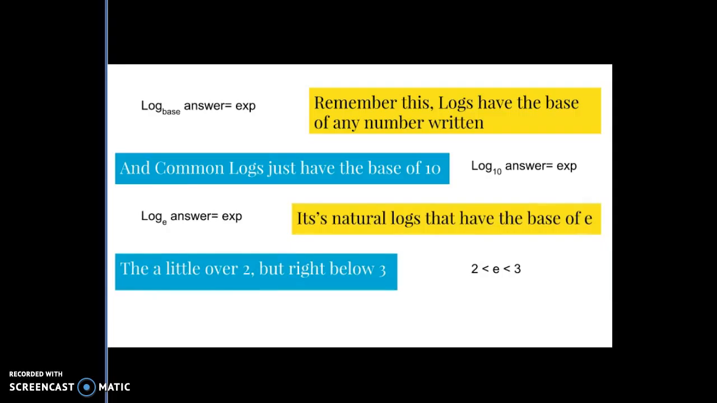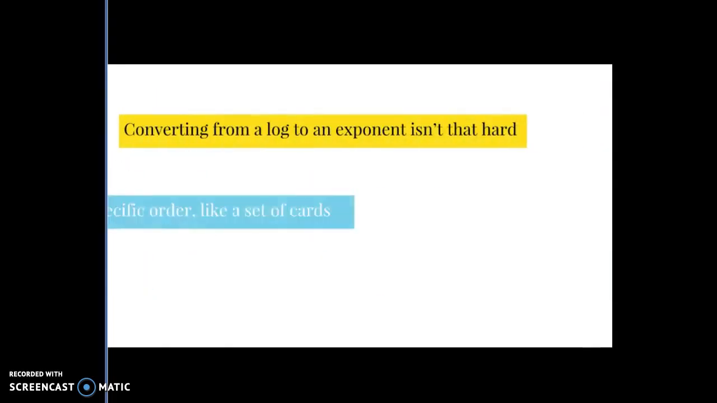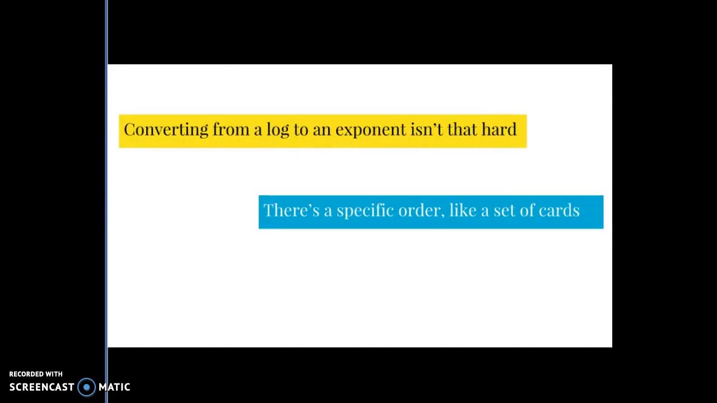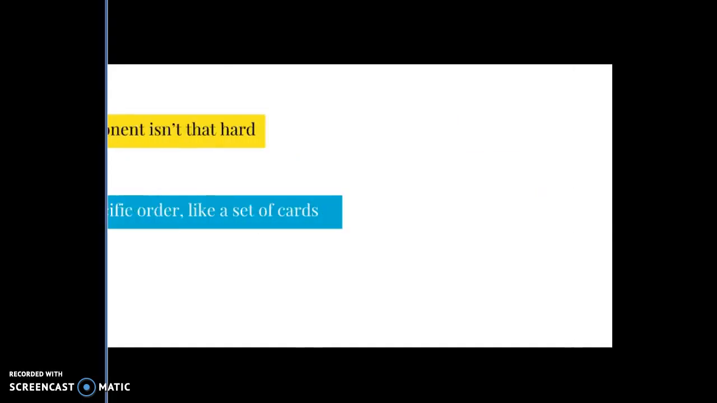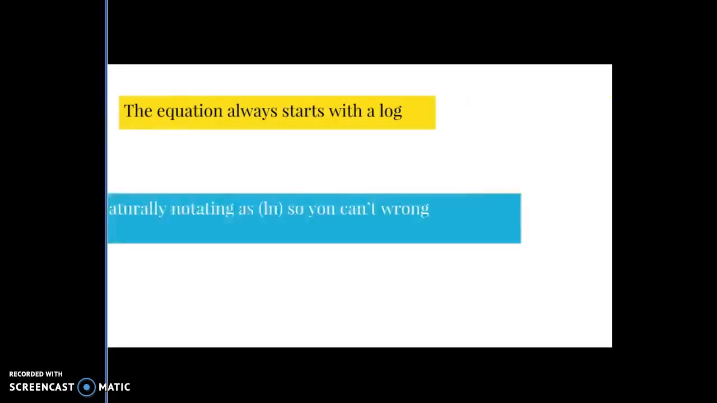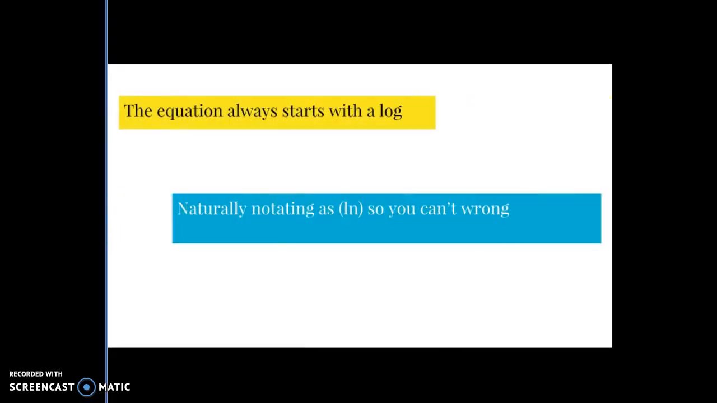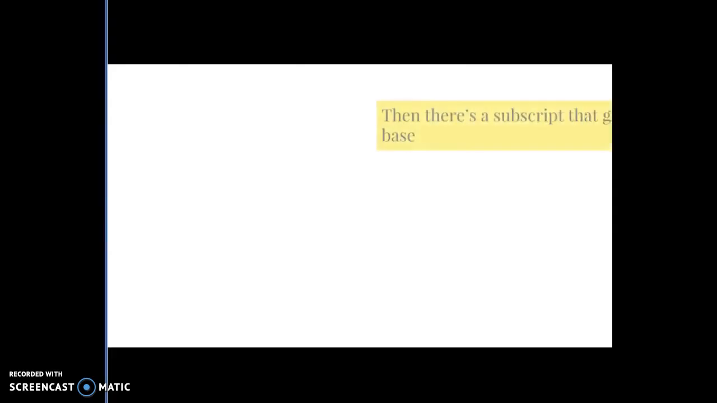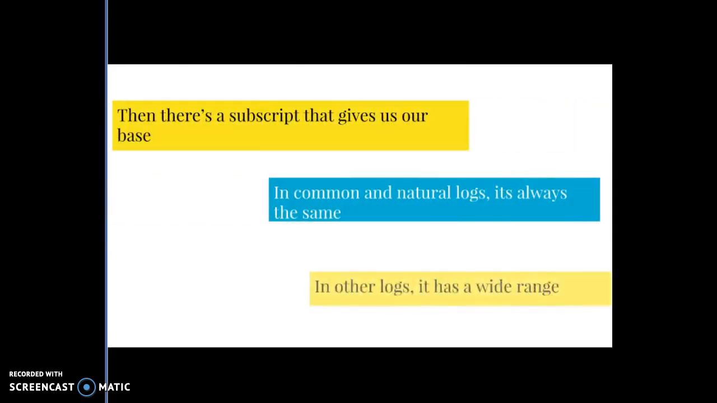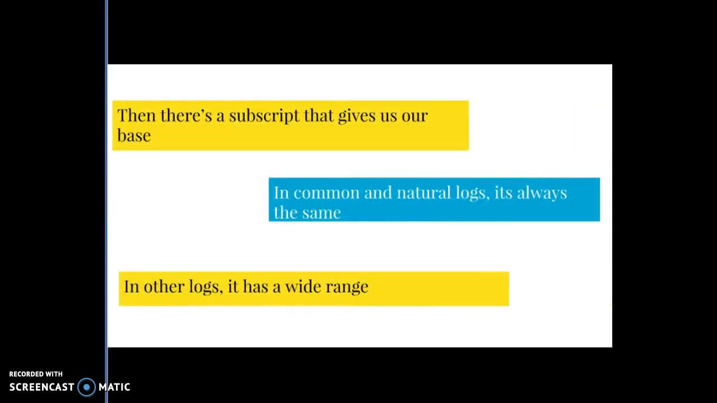It's natural logs that have the base of e, that's a little over 2, but right below 3. Converting from a log to an exponent isn't that hard. There's a specific order, like a set of cards. The equation always starts with a log, naturally notated as ln, so you can't go wrong. Then there's a subscript that gives us our base, and common and natural logs is always the same. In other logs, it has a wide range.